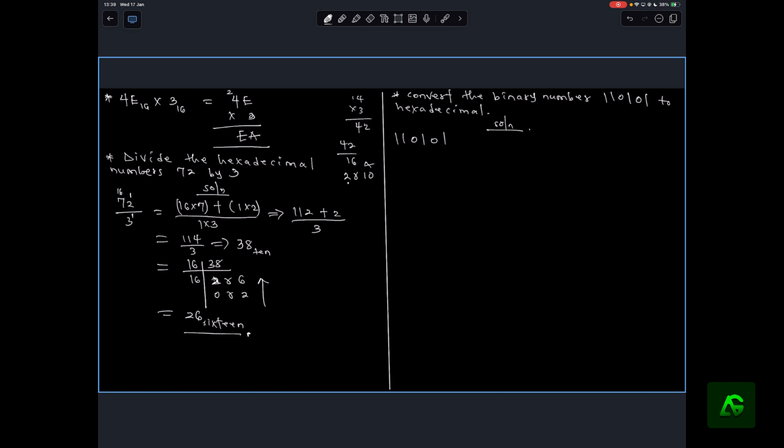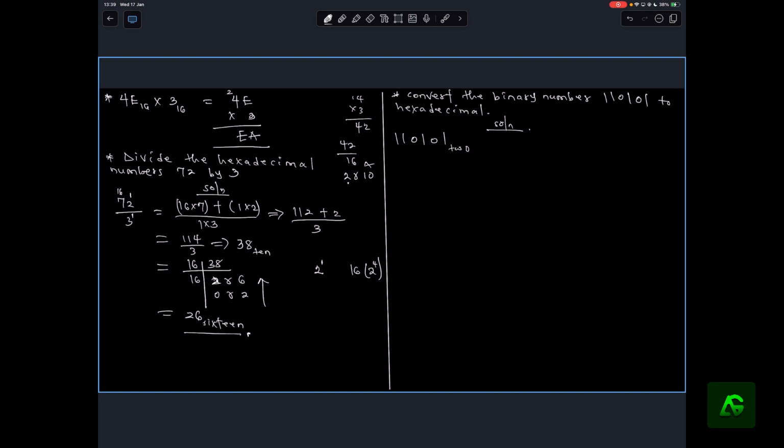There is a direct way we can use. This one is in base 2, and we have to change it to base 16. Now, if I have 2, this is 2, right? If I have 16, do you agree that 16 is the same thing as 2 to the power of 4? And this 2 is the same thing as 2 to the power of 1, right?